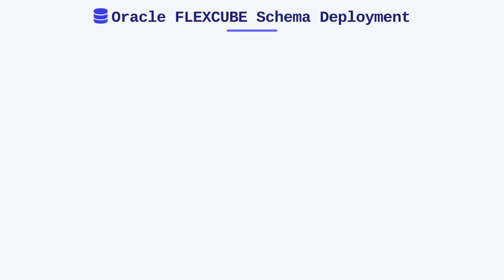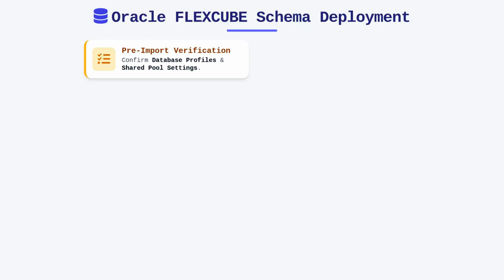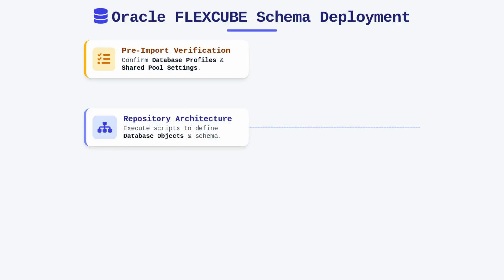During the installation phase, the deployment of the Oracle FLEXCUBE schema involves executing a series of scripts that establish the repository architecture. This process is deeply integrated with the database objects, necessitating that you verify the existence and correct configuration of various database profiles and shared pool settings before starting the schema imports. The architecture relies heavily on specific objects, such as sequences and triggers, to handle transaction IDs and auditing requirements automatically.